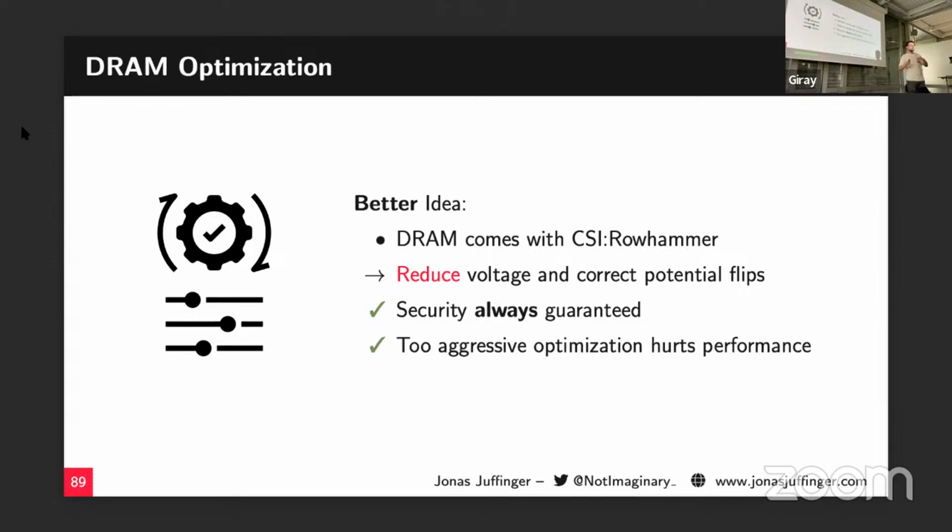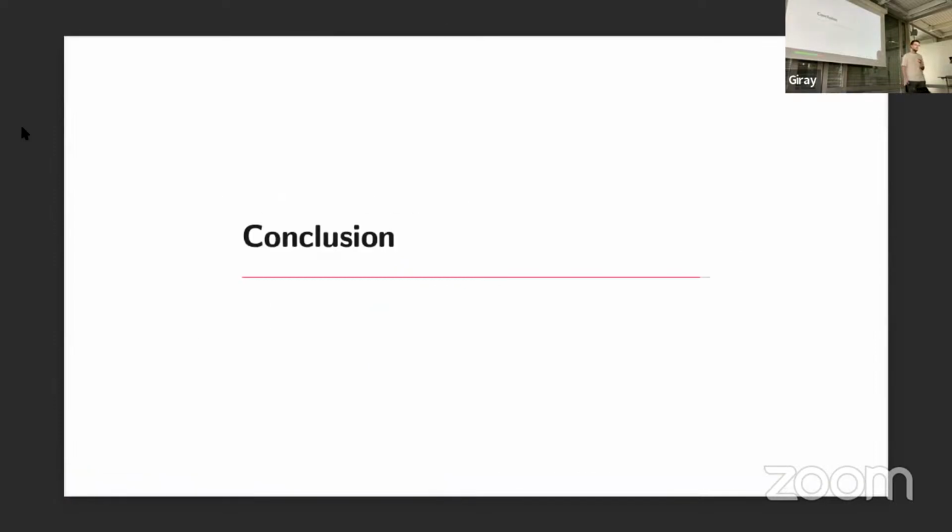And too aggressive optimization hurts the performance. This means if a mobile phone manufacturer undervolts the DRAM too much, it gets too many bit flips, and actually the performance decreases again. And also the power consumption increases again, because now CSI Rowhammer has to do a lot of corrections, brute force corrections. So with this, you actually have a sweet spot for energy savings without ever hurting security. Security is always guaranteed. So that's what CSI Rowhammer could also be used for. And with this, I'm already at the end of the conclusion.